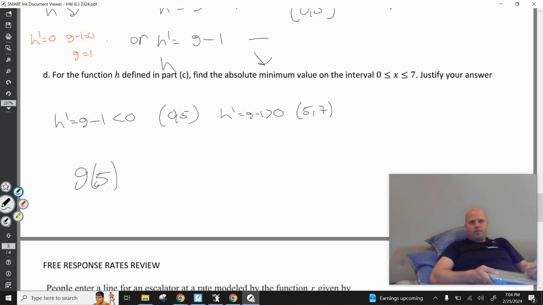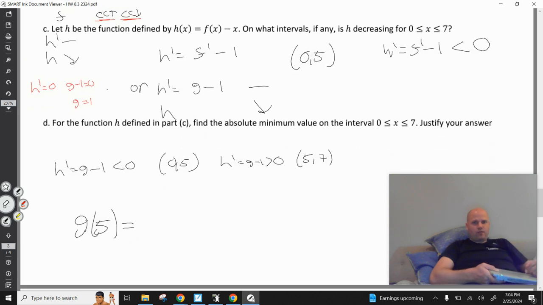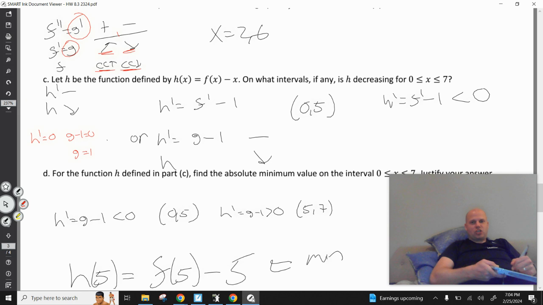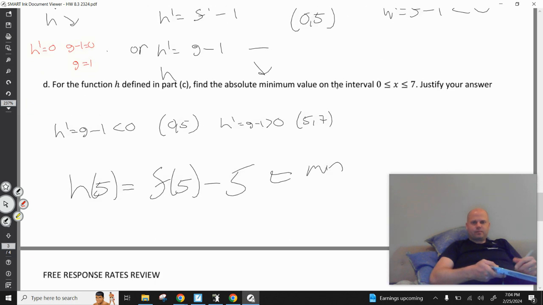H of 5, which equals f of 5 minus 5, must be the min. We found f of 5 earlier. They asked you to find it. This was one half. It's free response, you don't have to simplify.